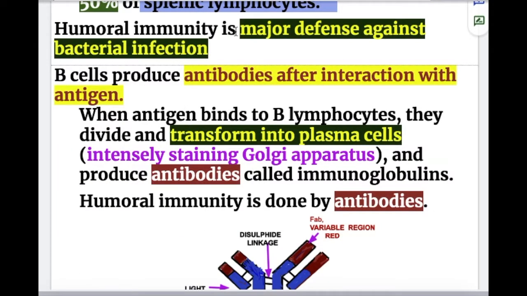Humoral immunity is the major defense against bacterial infection, whereas cellular immunity is a major defense against viral and fungal infection. B cells produce antibodies after interaction with antigen. So what happens after interaction with antigen? When antigen binds to B lymphocytes, they divide and transform into plasma cells. Plasma cells have an intensely staining Golgi apparatus, and then they produce antibodies called immunoglobulins. So humoral immunity is done by antibodies produced by plasma cells, which are formed from the B lymphocytes.